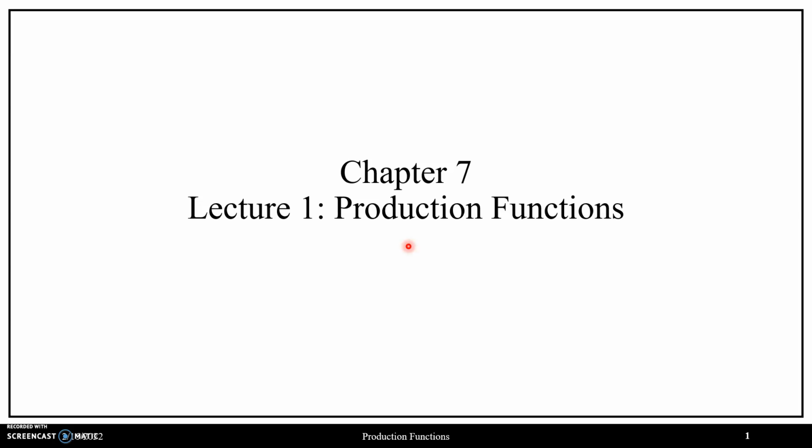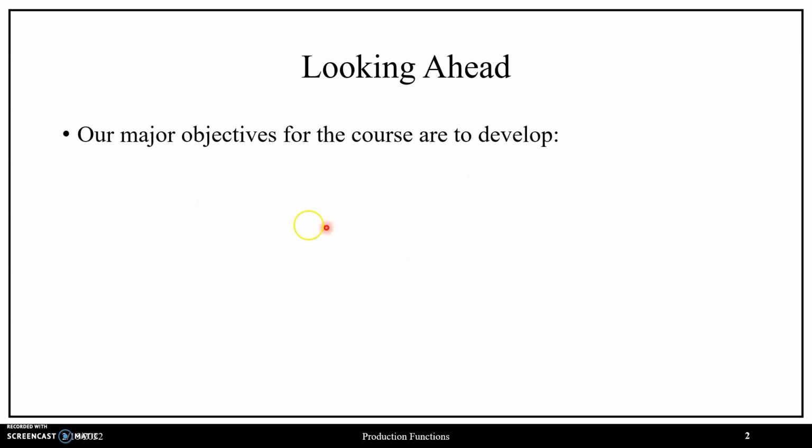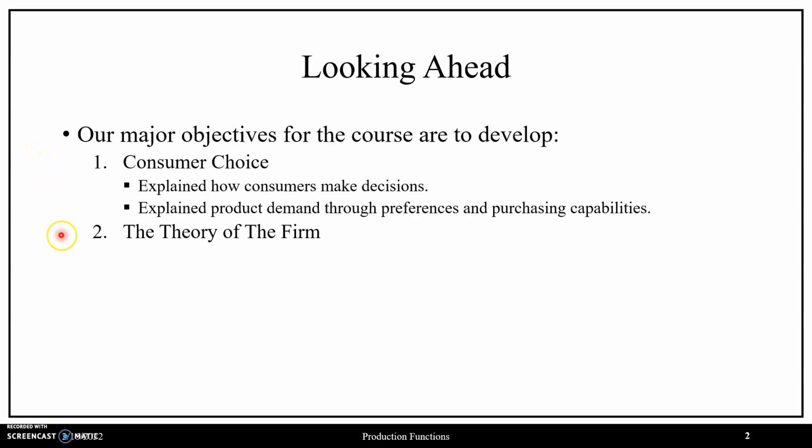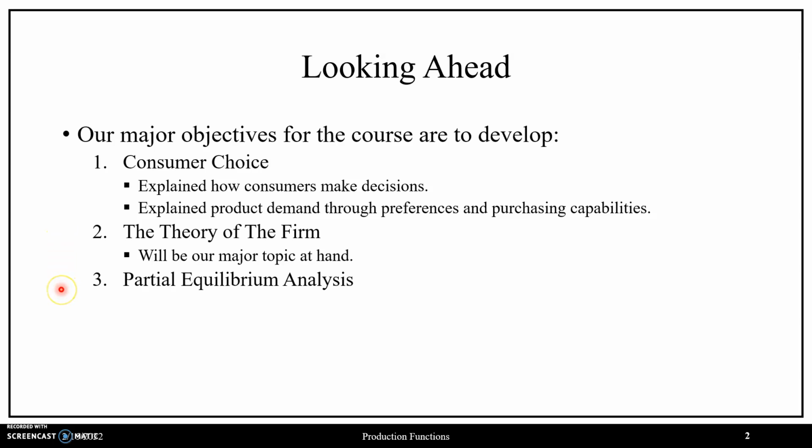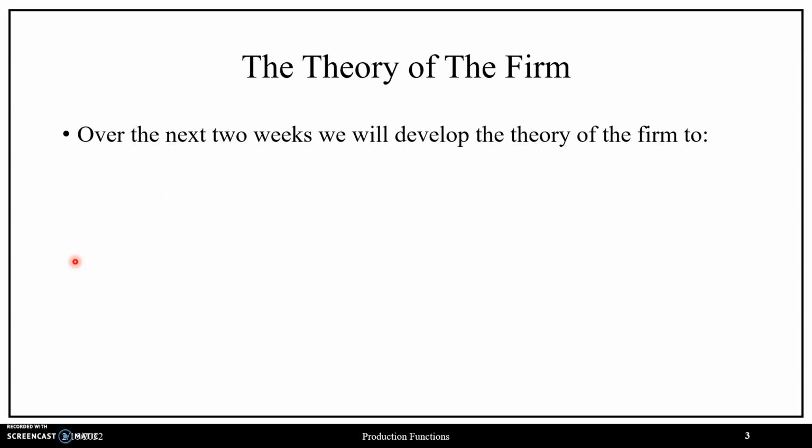In this video, we begin our discussion on Chapter 7, where, looking ahead, our major objectives for the course are to develop consumer choice, the theory of the firm, as well as partial equilibrium analysis, where we have already gone through consumer choice to explain how consumers make decisions, as well as to explain product demand through preferences in purchasing capabilities.